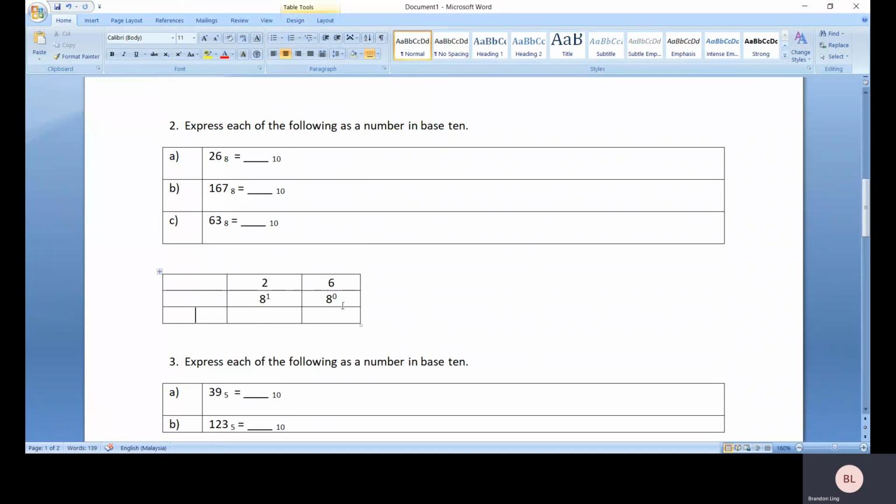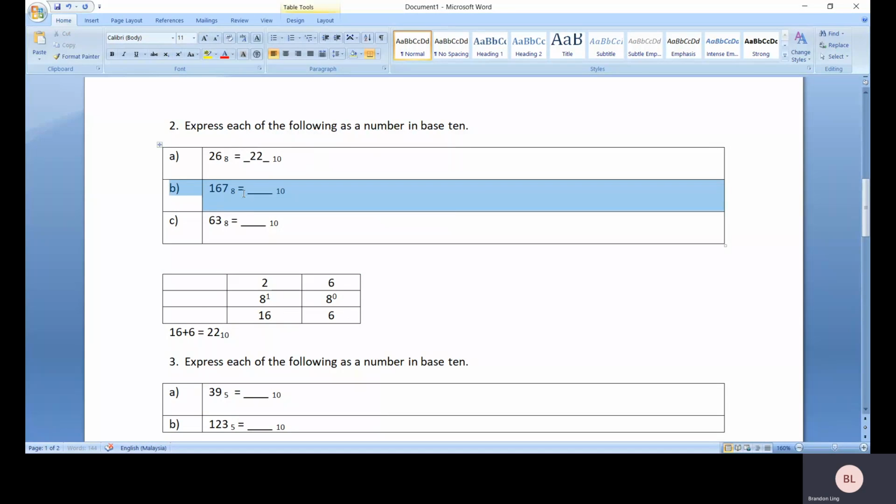Multiply these two rows of numbers. So 8 to the power of 0 is equal to 1. 1 times 6 is 6. 8 times 2 is 16. So 16 plus 6, you get 22. So the final answer will be 22 base 10.